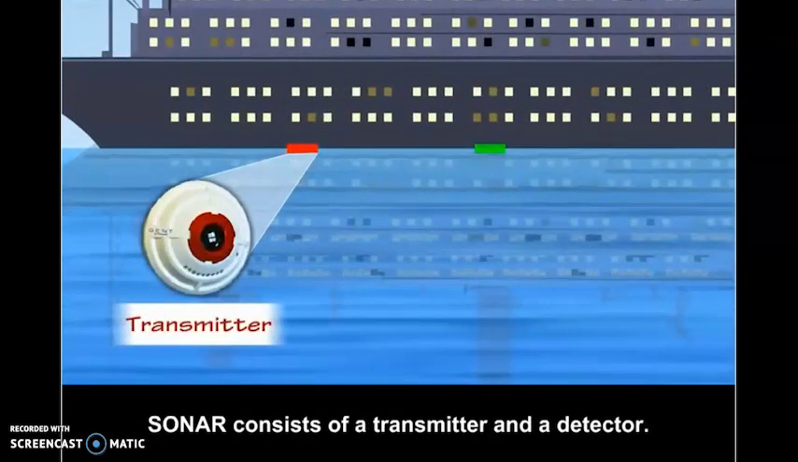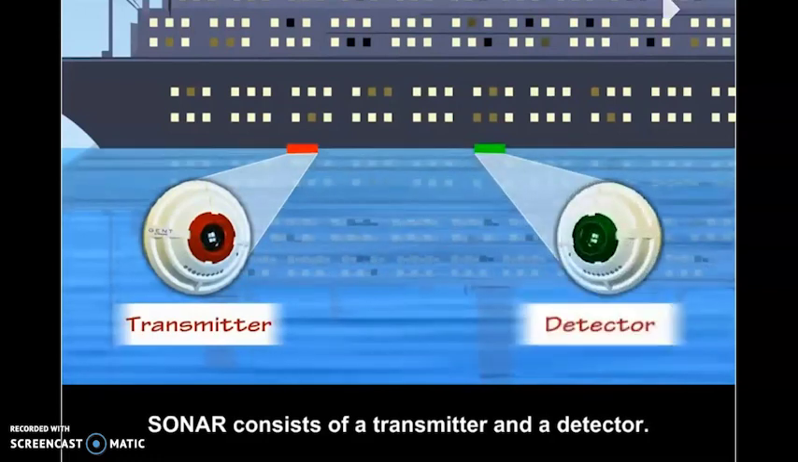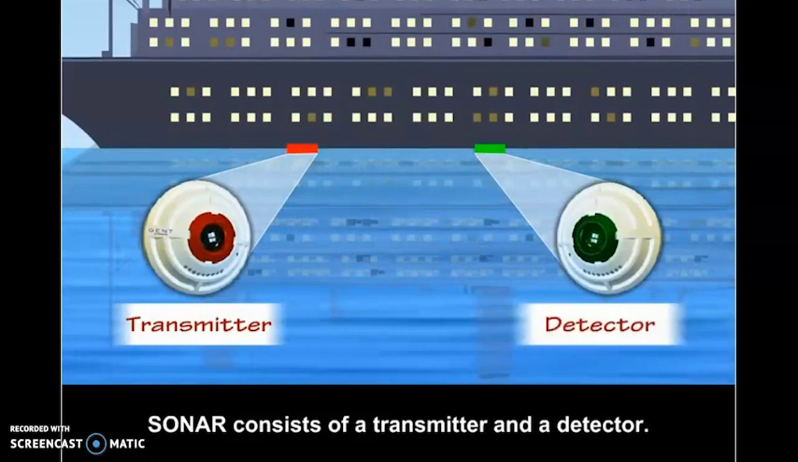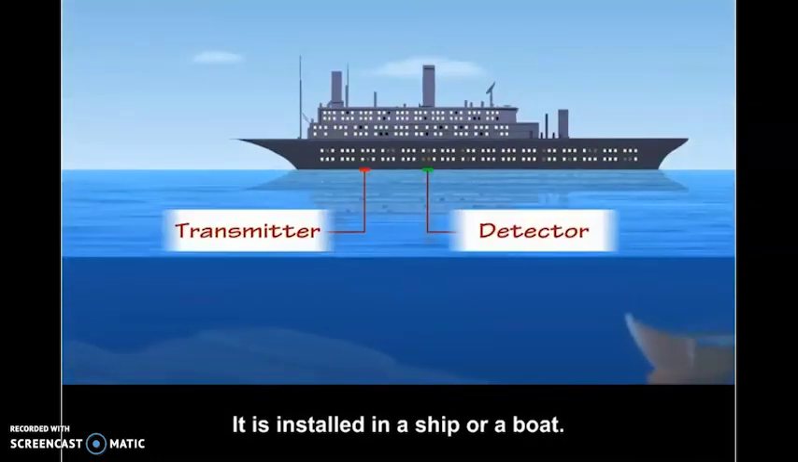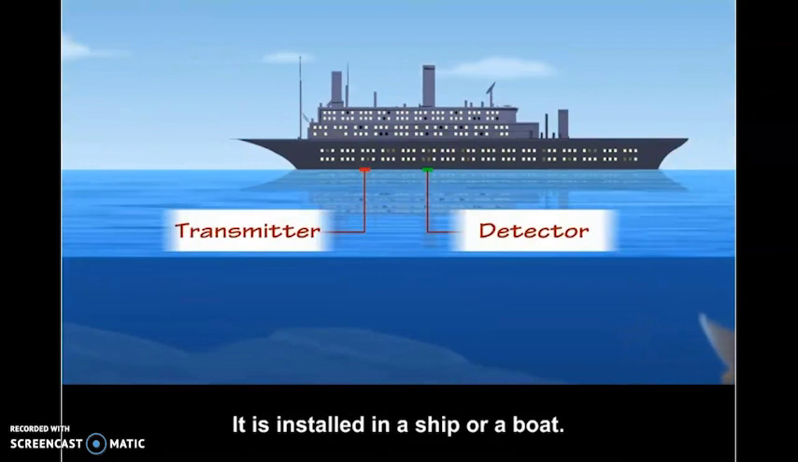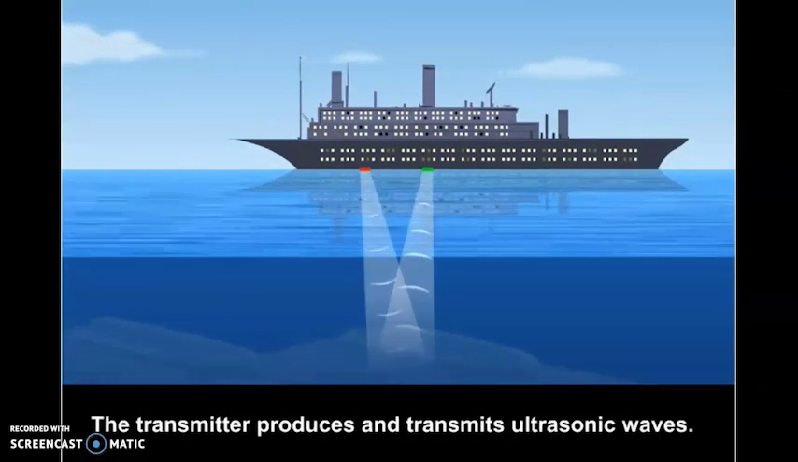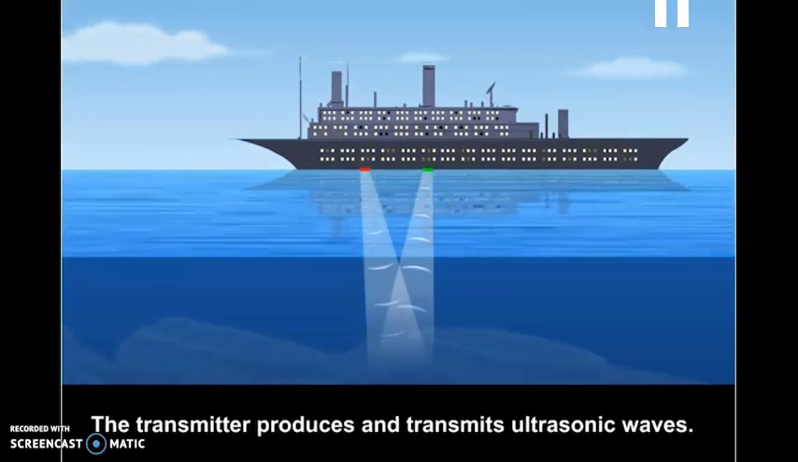Sonar consists of a transmitter and a detector. As I told you, red is the transmitter and green is the detector. How can this work? It is installed in a ship or a boat. The transmitter produces and transmits the ultrasonic waves through the water to the underground of the sea.